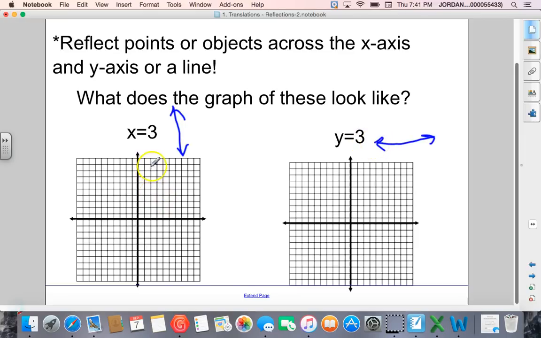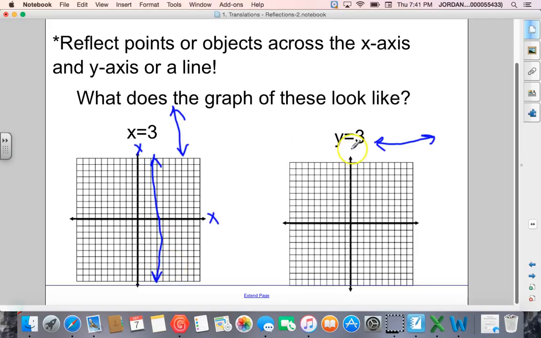One way you can remember: this is the x-axis and this is the y-axis. So if it's an x equals line, the line has to cross over the x-axis at the point that it tells you it equals. Since x equals 3, we have a vertical line that crosses over where x is 1, 2, 3. So this is going to look like a vertical line, straight up and down like that.